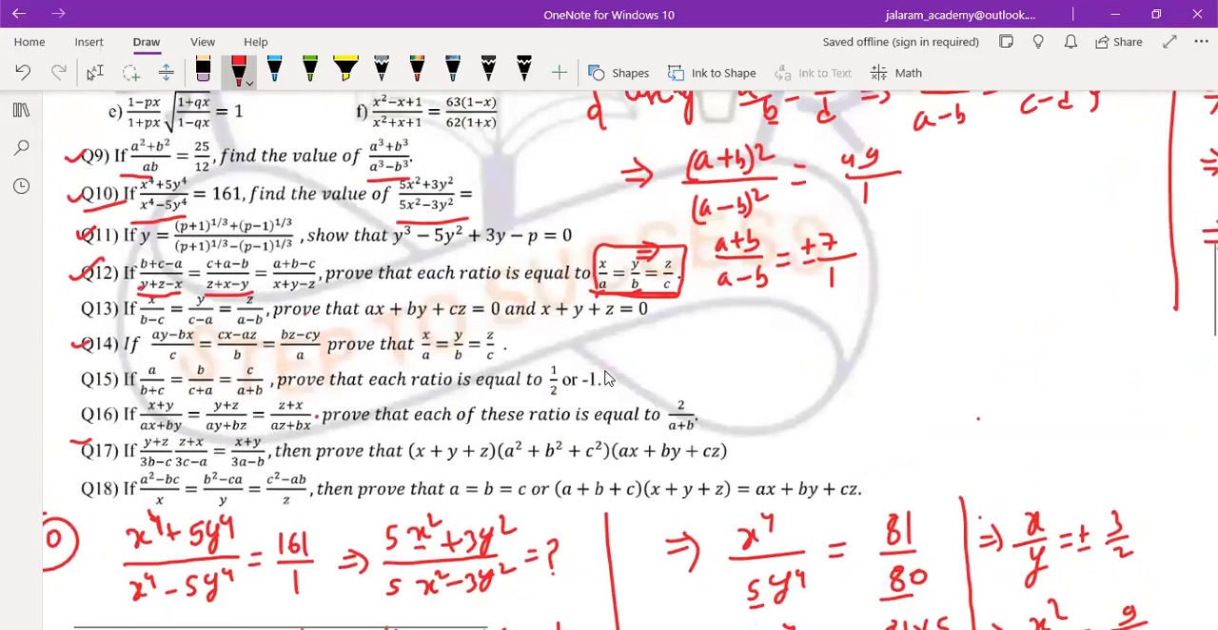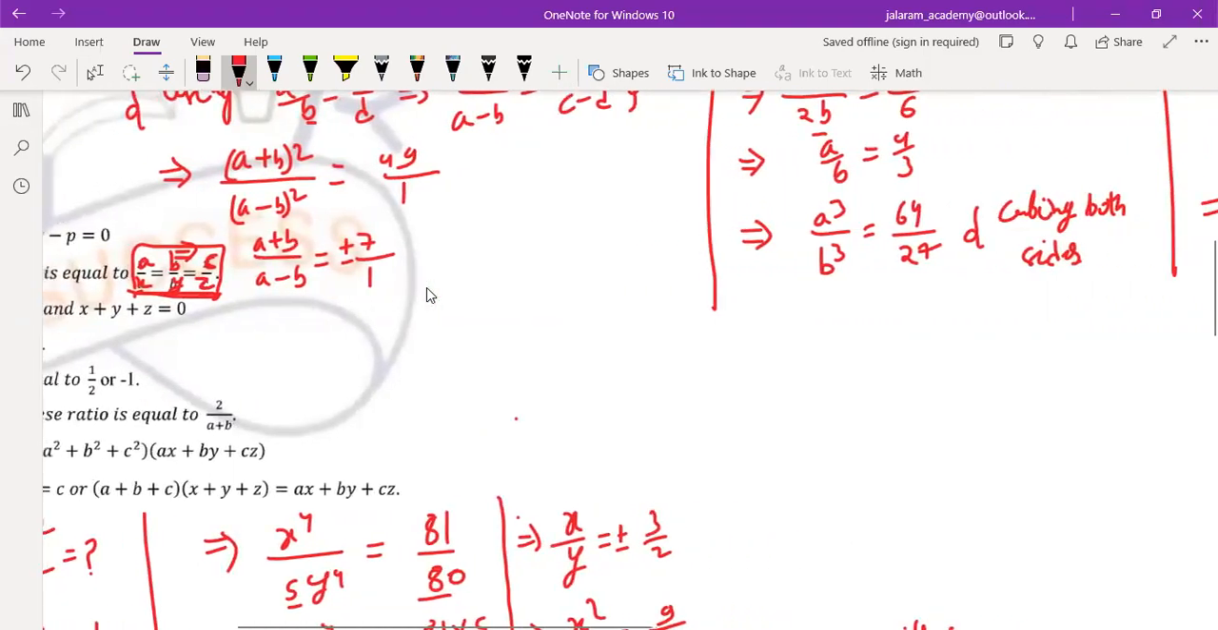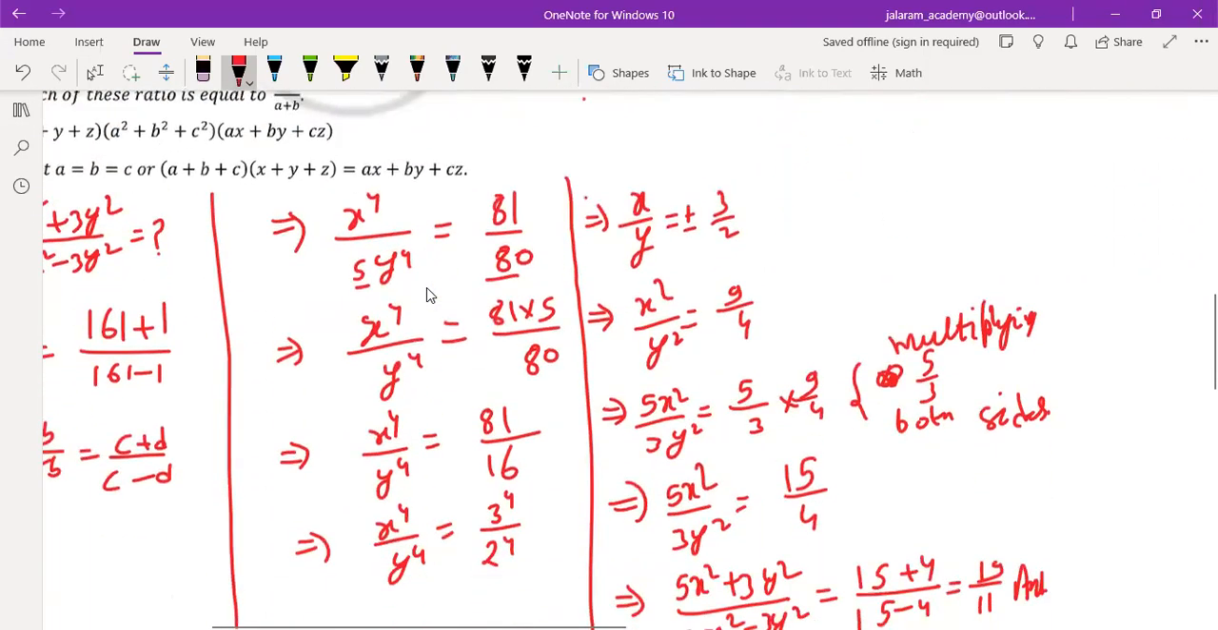So we have to make a correction in this actually. It means it must be a by x equals b by y equals c by z. We have made a correction in this question also. So some questions are misprinted in this sheet, so make the correction in that.